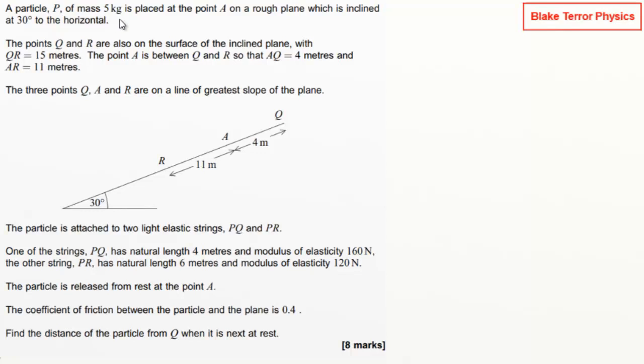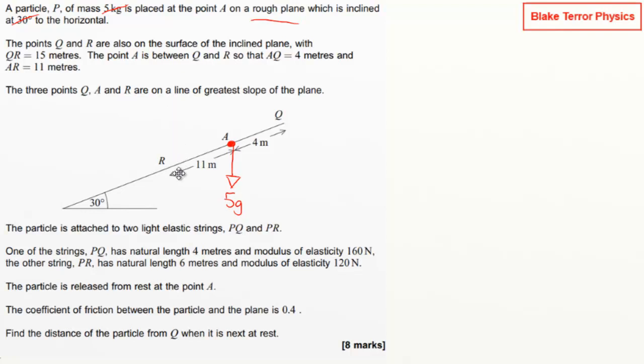So we've got a particle P of mass 5 kilograms placed at the point A. So let's mark it on here at A. So we've got some particle P there, 5 kilograms. We might as well mark the weight on with some 5g going down there. A rough plane inclined at 30 degrees, that's already mentioned, so we've got those on. Points Q and R are also on the surface of the inclined plane. QR is 15 meters, so we've got 11 meters down to R and 4 meters up to Q. And they're on a line of greatest slope of the plane.